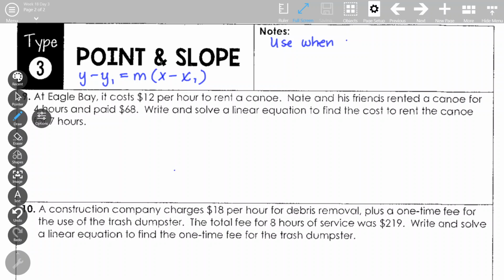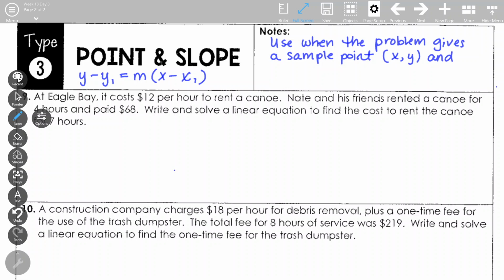So use this when the problem gives a sample point, okay, and remember that point is going to be x comma y because our x value in an ordered pair comes first, and then they're going to give you a rate of change. Now, remember the rate of change is always the same. That is the slope. That is the m. So the rate of change is always the m.